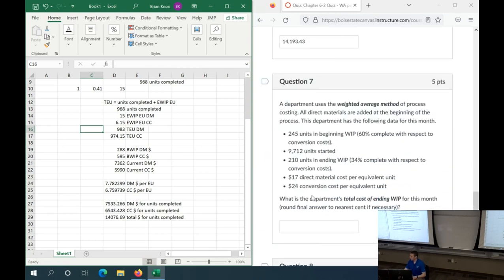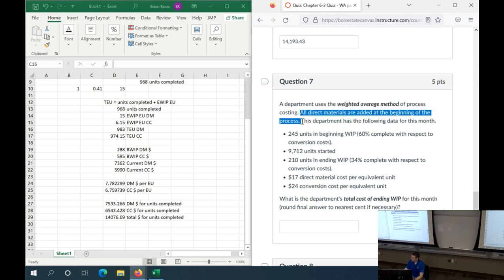So this one is getting an ending WIP, and it gives us some rates already. All right, so let's look at this all the way through, make sure we've noted everything we need to. The department uses weighted average for process costing. All direct materials are added at the beginning of the process, and we have the following data.